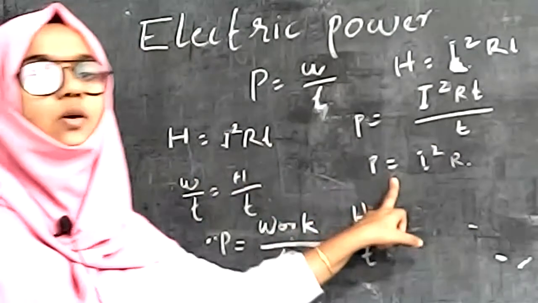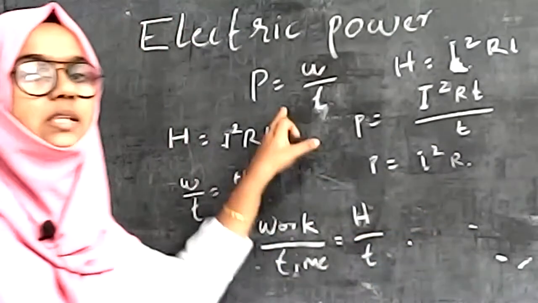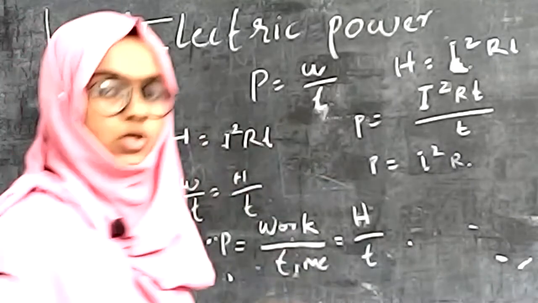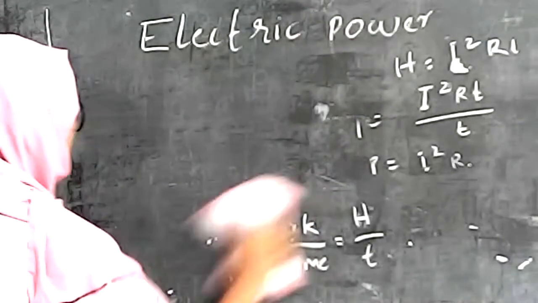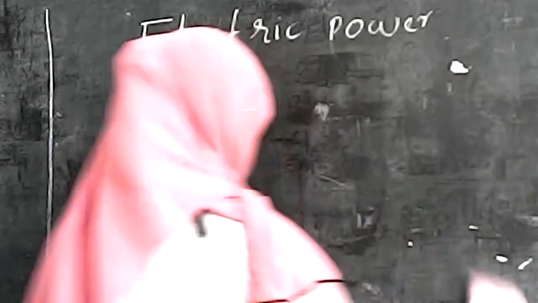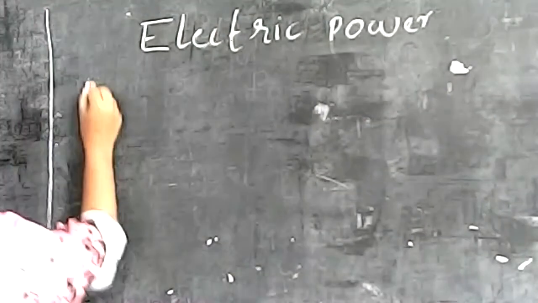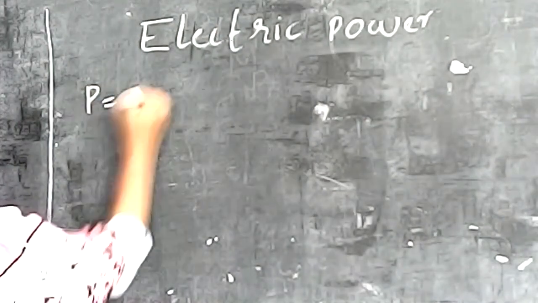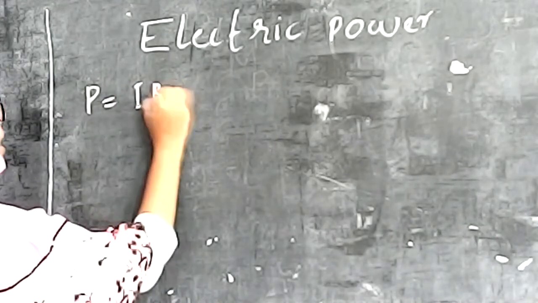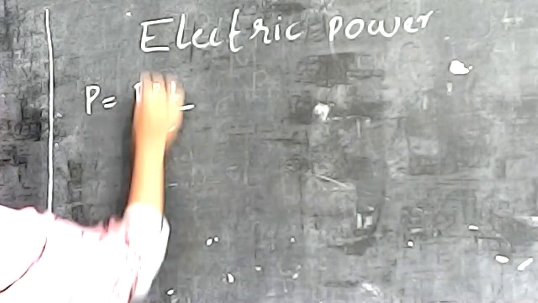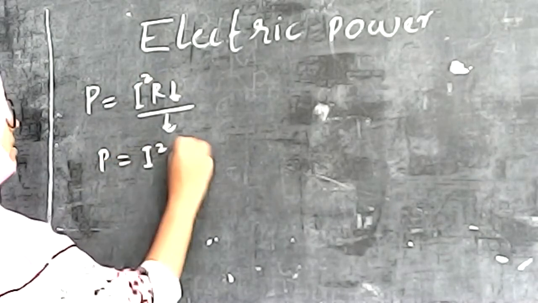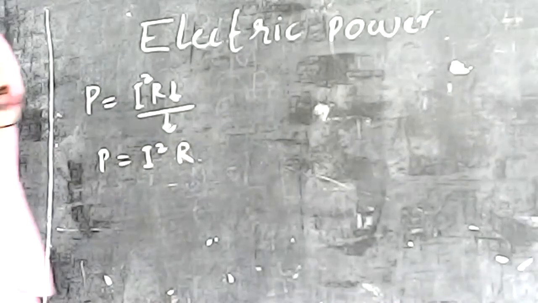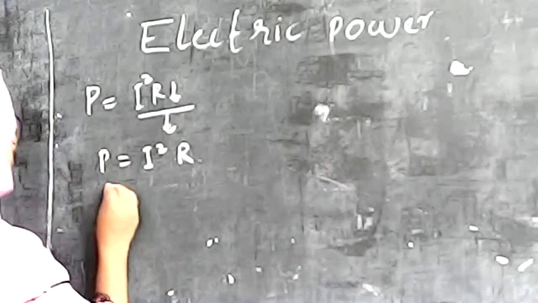Because P is equal to I square R when we use H is equal to I square R T from the Joule's law equation, P is equal to I square R T divided by T, and P is equal to I square R. And here we want to apply that I is equal to V by R.